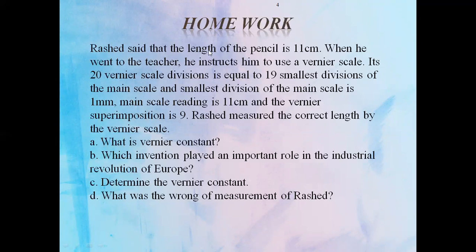Rashid said that the length of a pencil is 11 centimeters. When he went to the teacher, he was instructed to use a vernier scale. Its 20 vernier scale divisions are equal to 19 smallest divisions of the main scale, and the smallest division of the main scale is 1 millimeter. The main scale reading is 11 centimeters, and the vernier coincidence is 9. Rashid measured the correct length by the vernier scale.